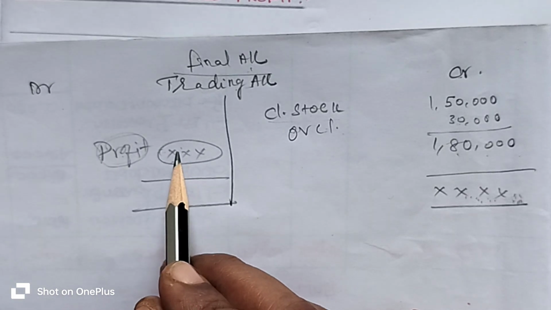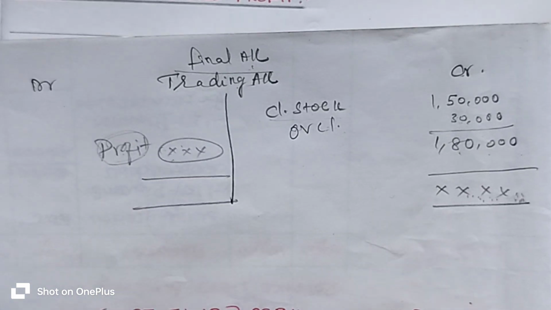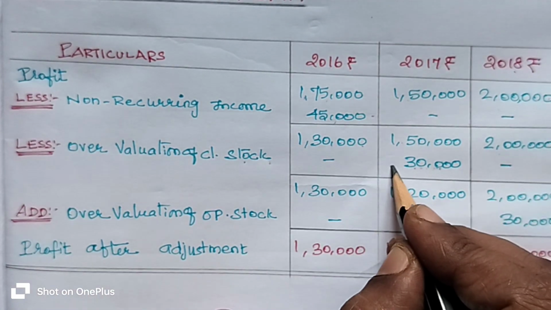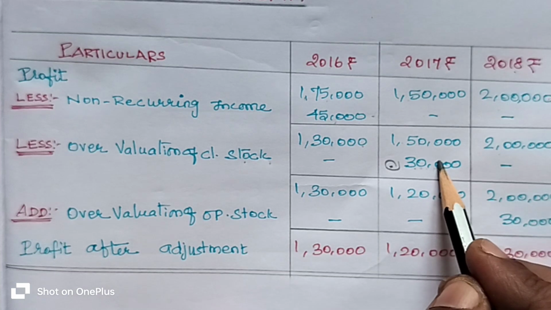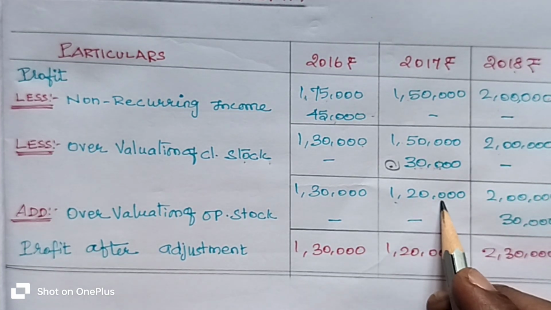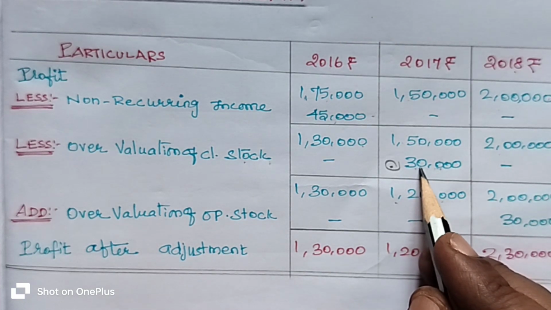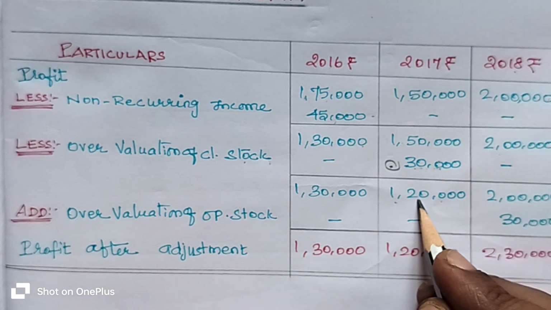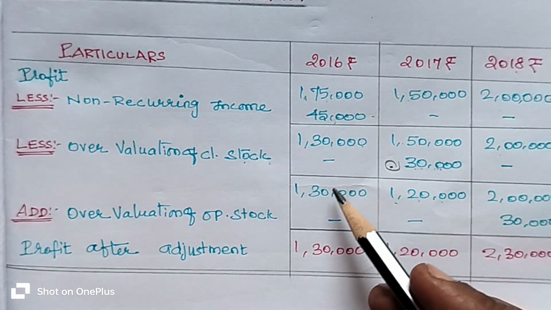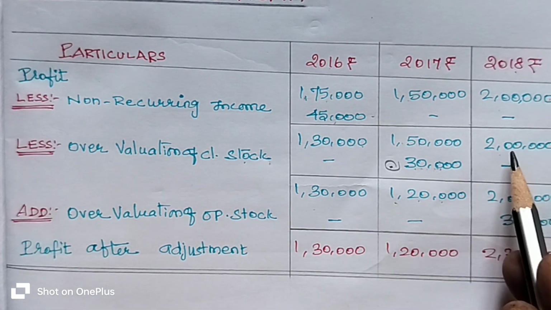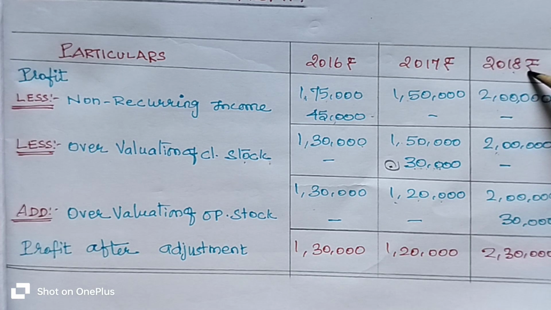So if the profit increases, you have to subtract the overvaluation of the closing stock. You have to subtract 30,000 rupees from 1,50,000 rupees, and you will get 1,20,000 rupees. By mistake you entered the 30,000 overvaluation, now it will be corrected. As usual, for the other years you have to enter the same amount, 1,30,000 rupees, and in the year 2018 you have to enter the same amount, 2 lakh rupees.